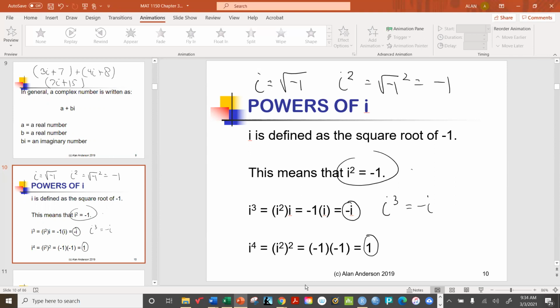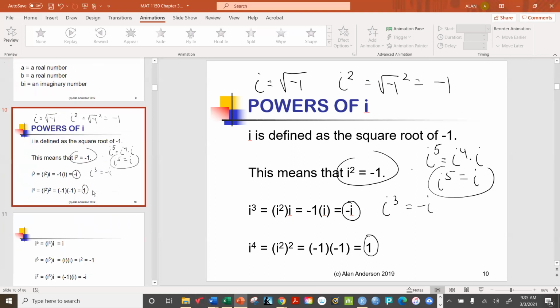Ooh, now, what happens if I take this one step further to i to the fifth? That would be i to the fourth times i. It's just equal to i. And so basically what's happening is that as we go through these exponents, we're going through a cycle which repeats over and over again. The first 4 are repeated over and over again.